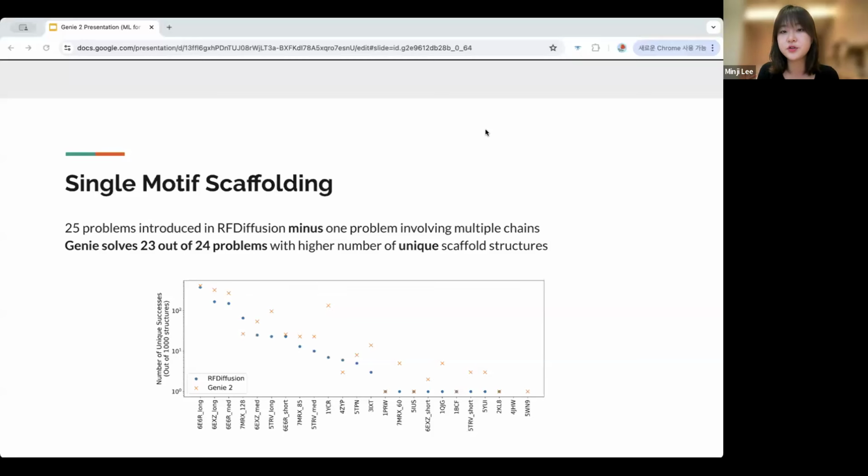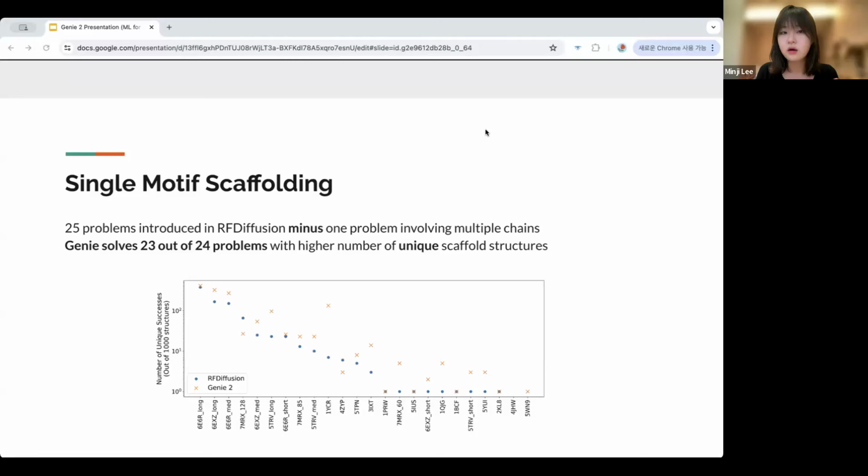RFdiffusion introduces 25 scaffolding problems on various functional motifs created from 6 publications. We use those 25 problems minus 1 problem, which involves multiple chains, since currently Genie supports only monomers. Overall, Genie solves 23 out of 24 problems with a higher number of unique successes compared to RFdiffusion. In this plot, the y-axis is the number of unique successes in log scale.